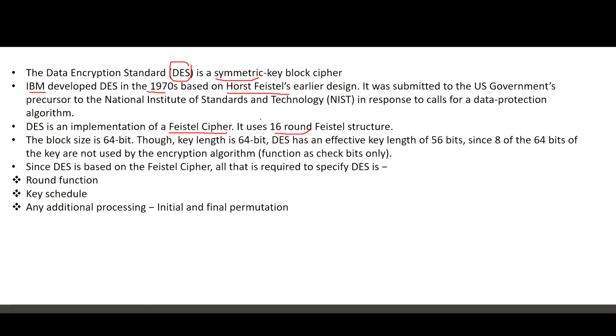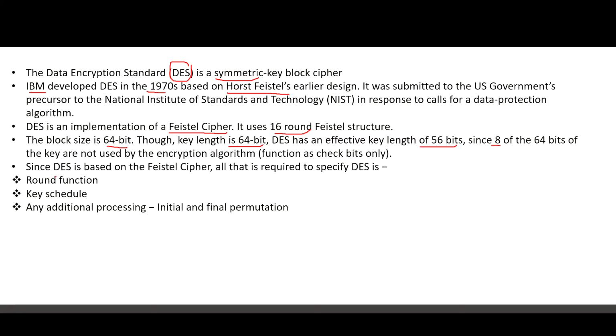And also there are some rules that we have to follow when we do this kind of encryption. So we will be having a 64-bit block size. The key length will also be 64-bit. The effective key length will be 56, where 8 bits will not be used. There will be 16 rounds and all. We will discuss all those things in the coming slides.